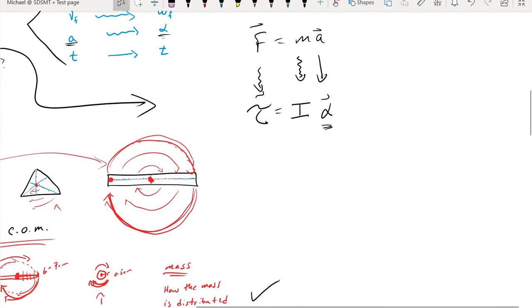So it probably wouldn't be fair unless I gave a quick example. Let's take a solid cylinder. So this could very well be the tire on your car.